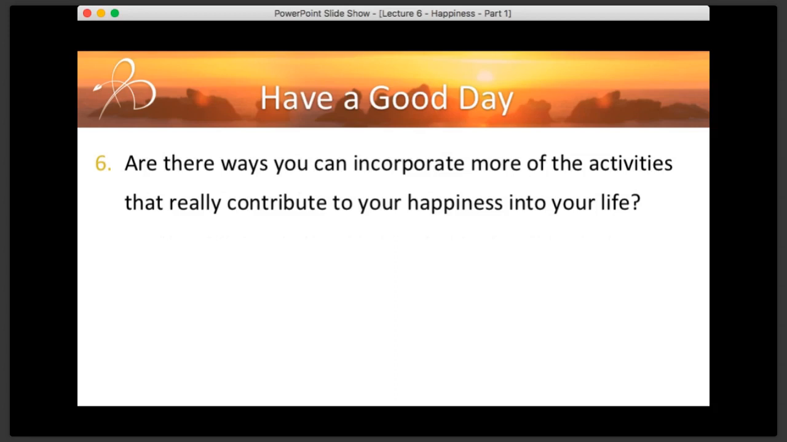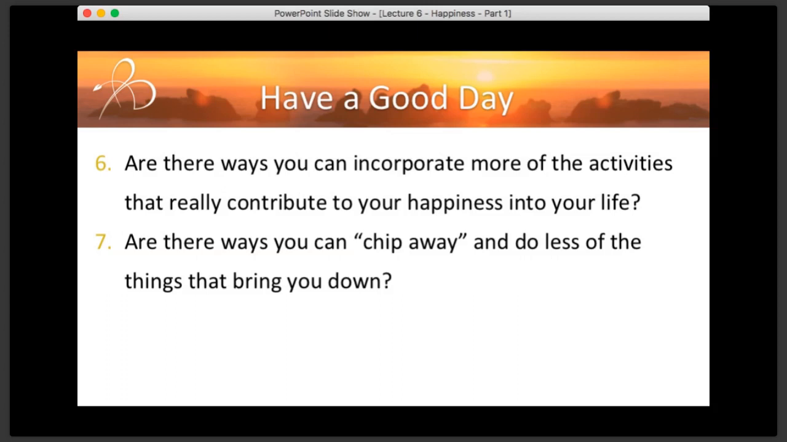Are there ways that you can incorporate more of the activities that really contribute to your happiness into your life? Can you do those things more? And are there ways you can chip away and do less of the things that bring you down? And what have you learned? What are your key takeaways? What are your ahas? Anything? Those are the questions to keep in mind. I've phrased these a little differently in the write-up, so be sure to access the document on the Brightline Mind website. But those are the 3 things that make up assignment 6.